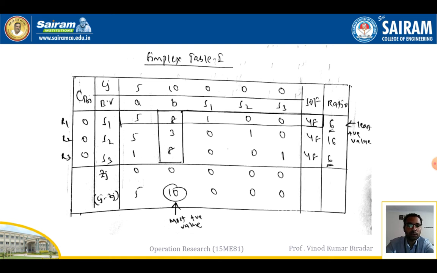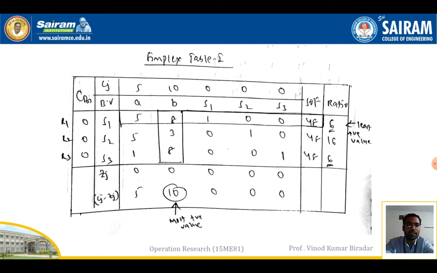How to calculate the ratio: the solution value is divided by the respective column value. That is 48 by 8 is equal to 6, 48 by 3 is equal to 16, and 48 by 8 is equal to 6. So solution divided by the respective column, you get 6, 16, 6. Once you have the ratios, that is 6, 16, 6.